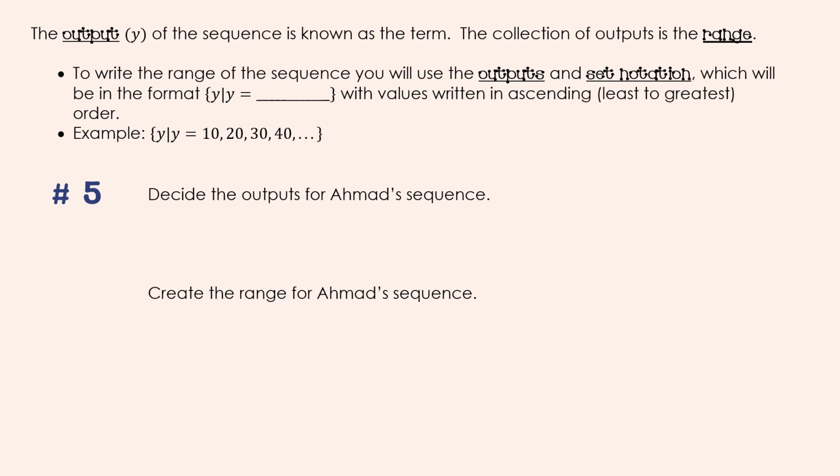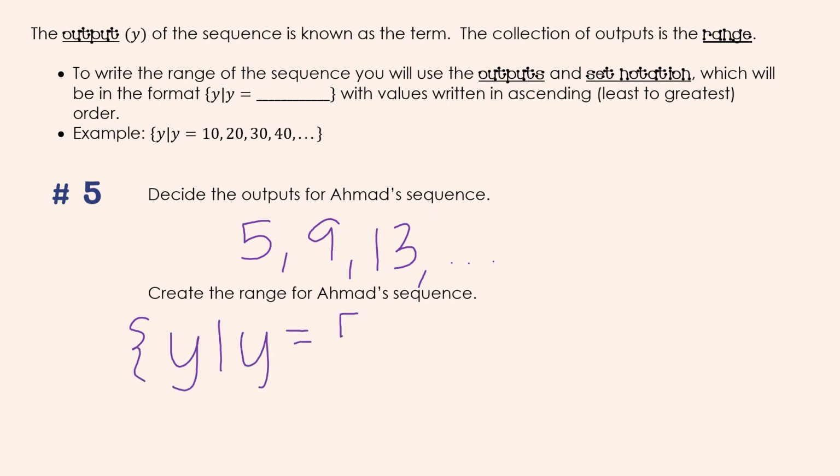So if we are looking at Ahmad's sequence, his numbers again were 5, 9, 13, and so on. So the range would be, using braces, y such that y equals 5, 9, 13, and so on. And again, paying attention to the order, because we were adding 4 every time with that common difference. Our numbers are increasing, so we didn't have to flip the order around.